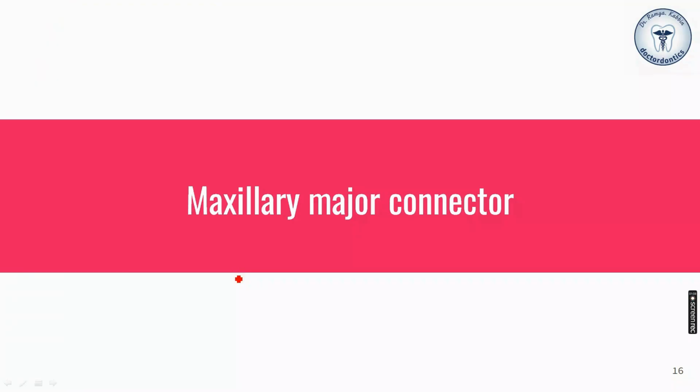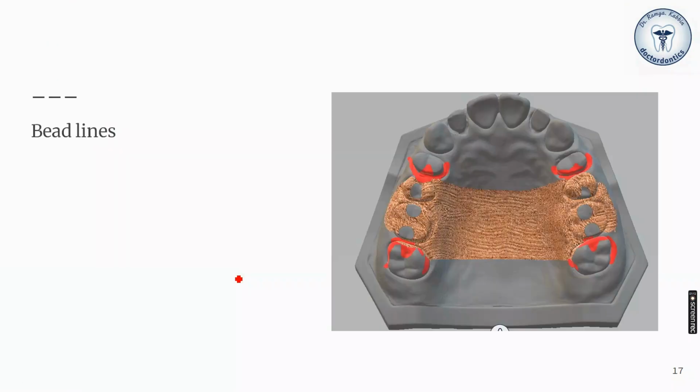Now we'll discuss the maxillary major connector. Before going to the maxillary connector, I want to tell you the main property, that is the bead line. Bead line is the fold of the metal like this. It will be towards the tissue, not outside. It will be like folding of the metal towards the tissue side. It will give you the palatal seal. It will give you retention. It will hold the prosthesis.